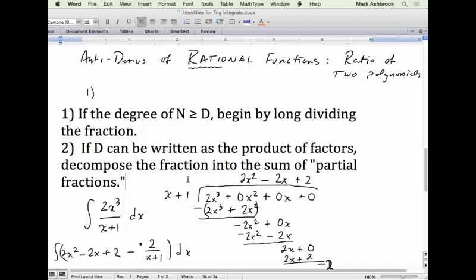Okay, so now the idea is that this we would be able to do, and this one we can. So I'll do it in red so it stands out. So it would be 2/3 x cubed minus x squared plus 2x. And then what is the general structure of this antiderivative? Natural log, so minus 2 natural log absolute value x plus 1 plus c.